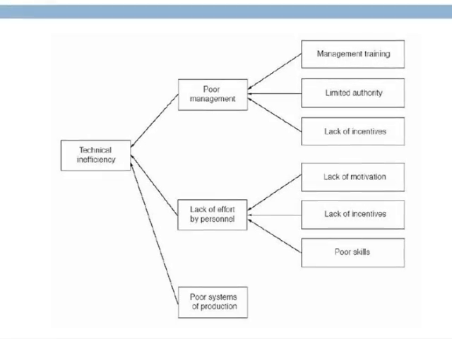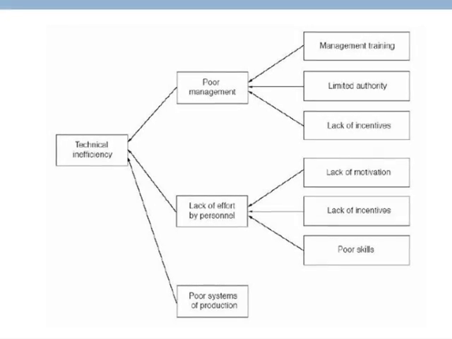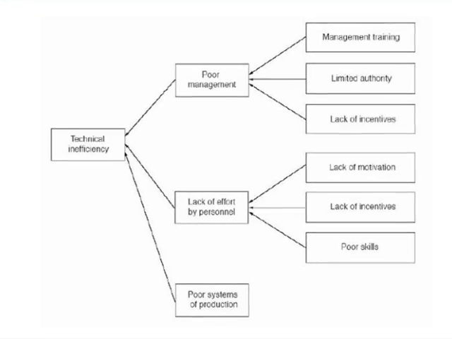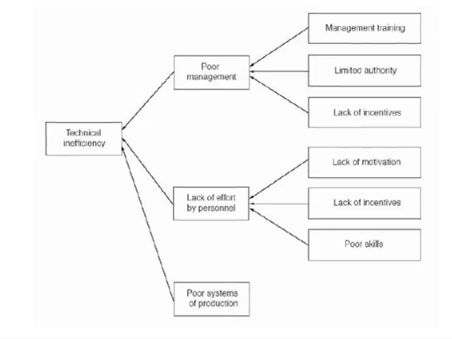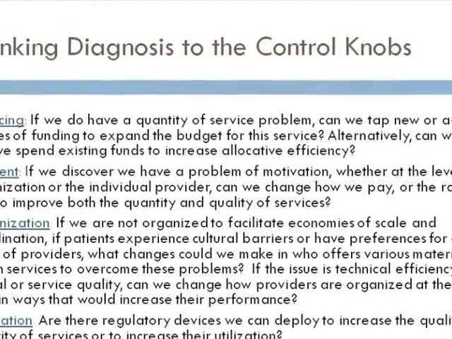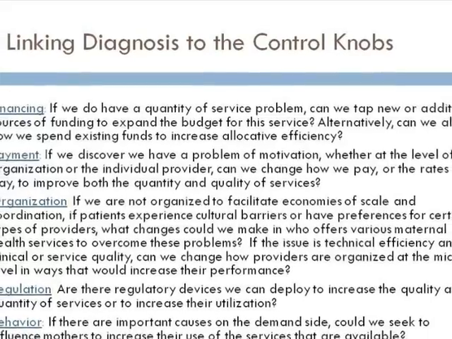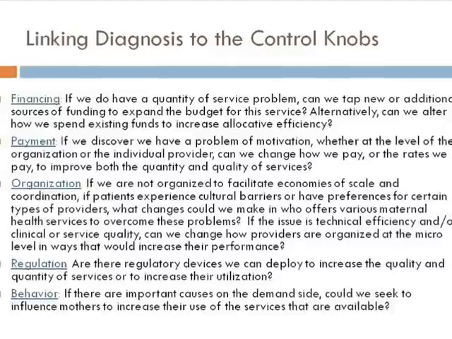So as you work backwards along the causal chain, you start to identify more and more specific causes that allow us to identify specific solutions. This eventually leads us back to the health system control knobs. So the control knobs provide a framework to consider possible interventions to improve health sector performance. Basically, they provide a list of options.